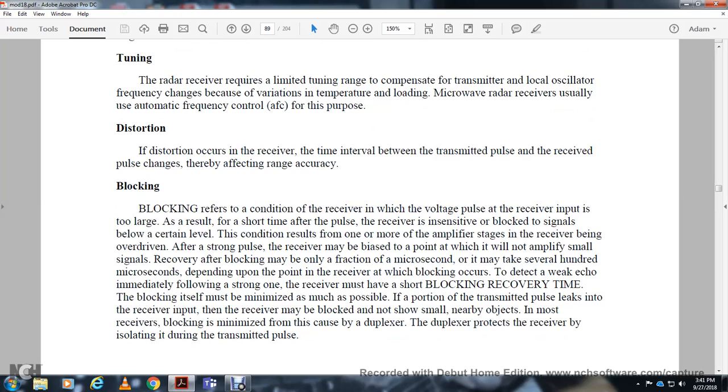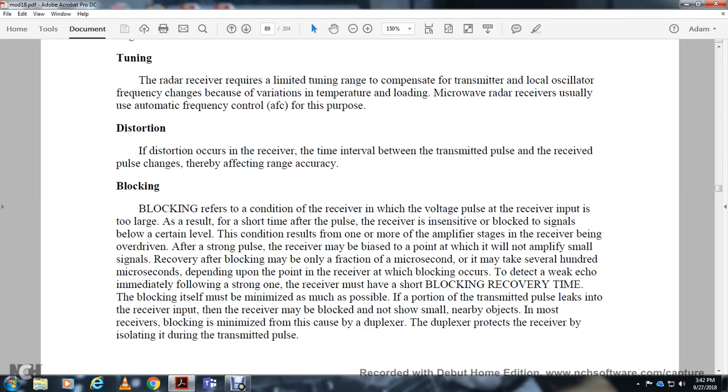Blocking refers to the condition in which the receiver input voltage pulse is too large, resulting in insensitivity of the receiver for a short time after the pulse, blocking signals below a certain level. The condition results from overdriving one or more amplifier stages. The receiver is overdriven with a strong pulse and is saturated at the point where the amplifier stops amplifying. The time for small signals to recover after blocking may be only a fraction of a microsecond or as long as several hundred microseconds, depending upon the point in the receiver where the blocking occurs. A weak echo immediately following the strong pulse requires that the receiver have a short blocking recovery time, so the blocking itself must be minimized as much as possible.